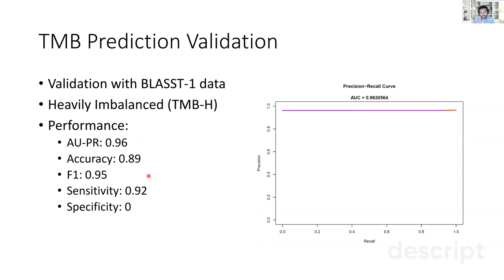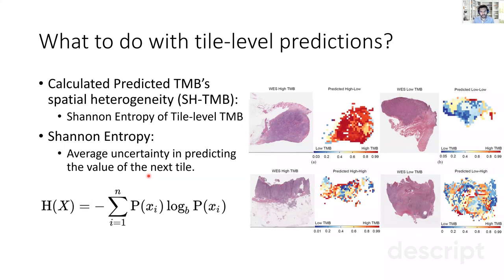We need to keep in mind that it's a small data set and it is biased. So once we have our model, we can calculate the Shannon entropy of the tile level predictions to produce a score for the spatial heterogeneity of tumor mutation burden. And here we can see that slides that are ground truth TMB high can be predicted TMB high, and when they have low heterogeneity, most of the tissue has similar values. And when it is predicted with high heterogeneity, we see that there's a high variety of predicted TMB values.